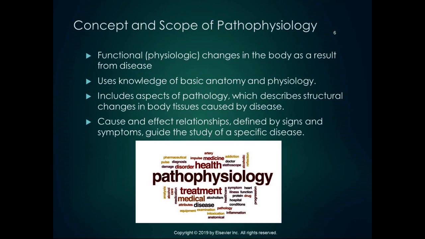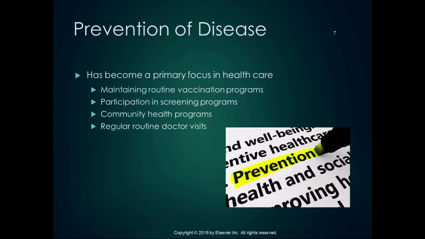And in pathophysiology, we're often establishing a cause and effect relationship defined by signs and symptoms as a guide to the study of a specific disease. So in almost every disease, we're going to be talking about the pathology and the etiology and the signs and symptoms, and characterizing these different diseases.